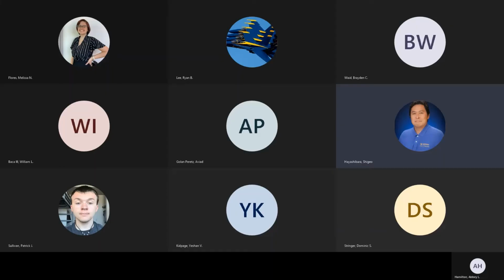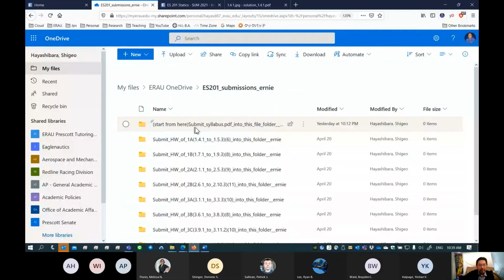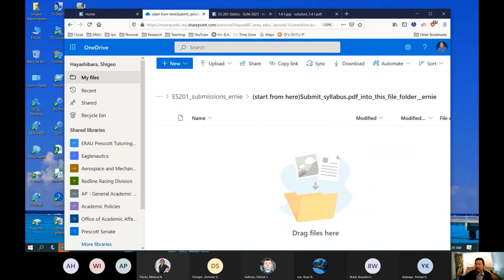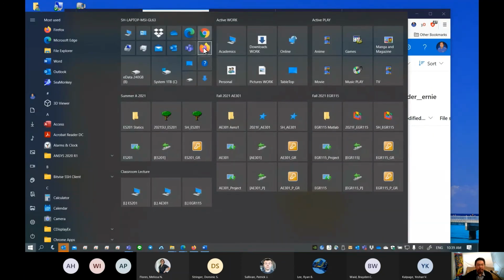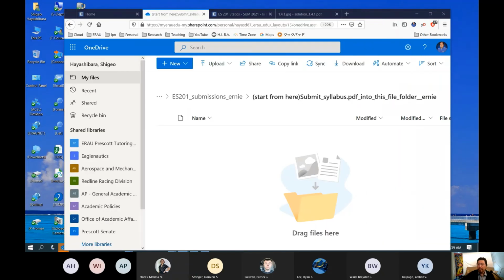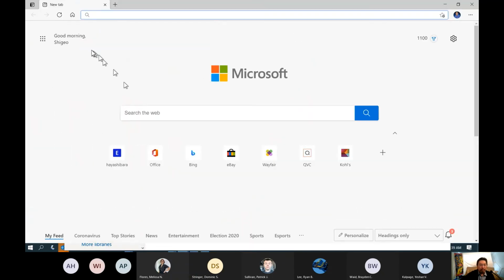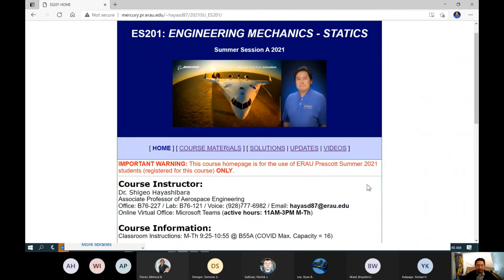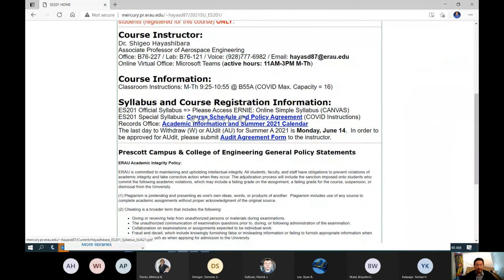Open it. You can see this file folder. Start from here. Submit syllabus.pdf into this file folder. Let's just try doing this today. Okay, so let's just open up. There's nothing here. So I act like an Annie. So as an Annie, I'm going to visit the homepage first of all, and then download the syllabus. Here we go.